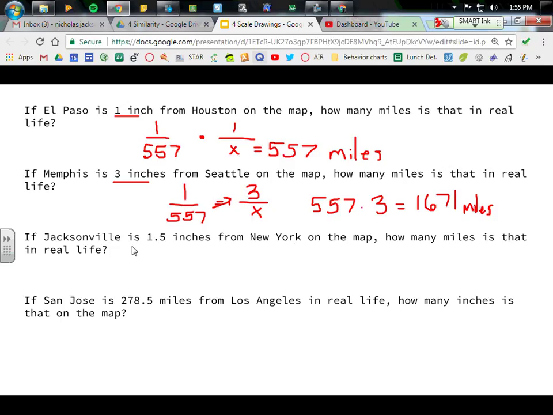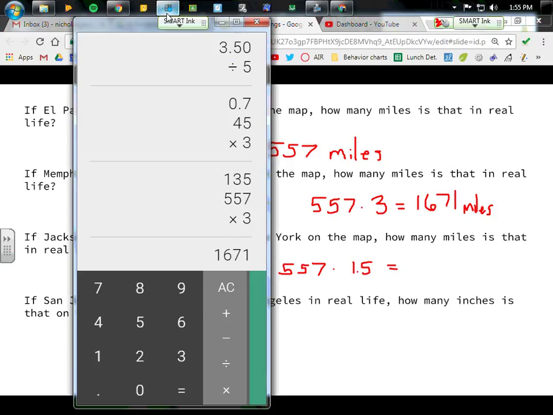All right. Jacksonville is 1.5 inches from New York on the map. So how many miles is that in real life? So go back to our trusty scale, 557. So 1.5 inches, and we are trying to figure out the miles. So once again, we're going to do 557 times 1.5. And that will give us 835.5 miles.